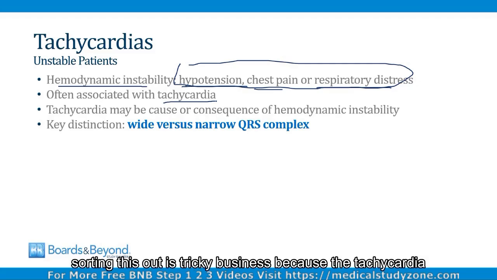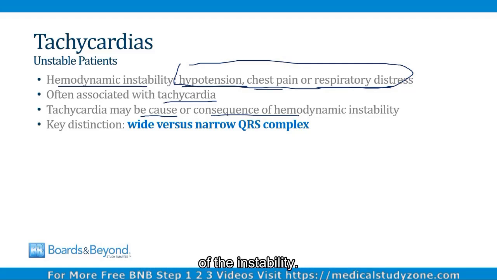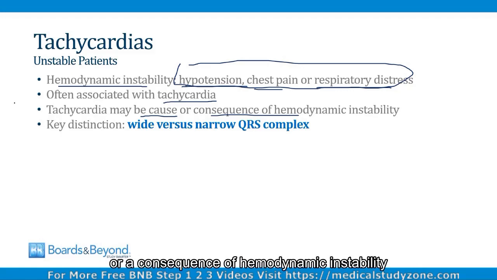Now in clinical practice, sorting this out is tricky business because the tachycardia could be causing the patient to be unstable, or the tachycardia could be a consequence of the instability. For example, a patient who is hemorrhaging will have a tachycardia. The tachycardia is not making them sick. It is a response to the hemorrhage. On the other hand, a patient with ventricular tachycardia can be hemodynamically unstable, and the hemodynamic instability is coming totally from the arrhythmia. So determining whether or not a tachycardia is the cause or a consequence of hemodynamic instability is beyond the scope of this video.